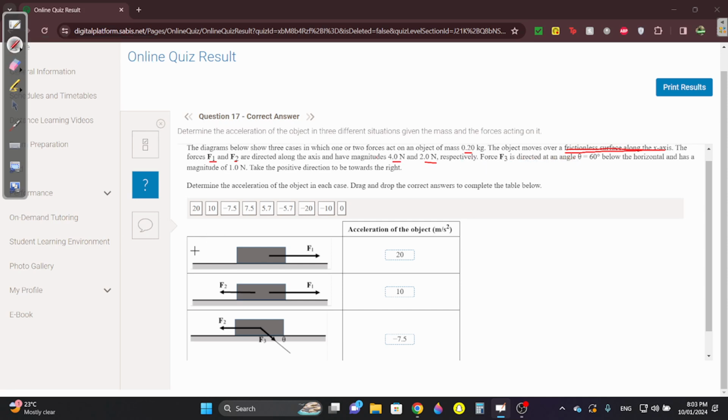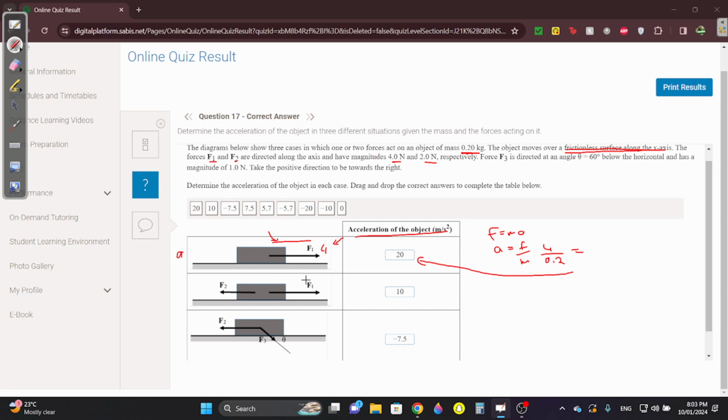Let's look at part A. Part A, they gave us an object, a block. It's being acted upon by force F1 to the right, and they told us F1 is 4 newtons. So here you put 4. Okay, we want the acceleration. F equals ma, so the acceleration is F over m. What is the force? The force is 4 newtons and the mass, which is given, is 0.2. You divide them and you get 20.